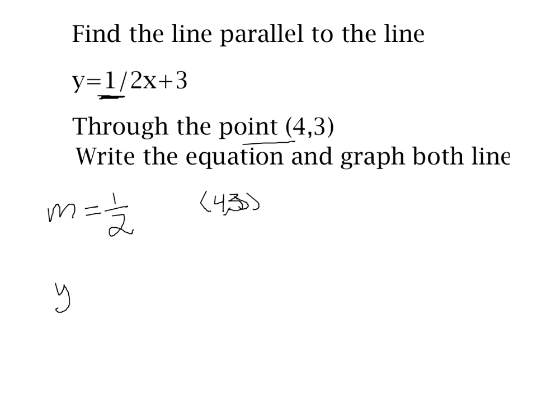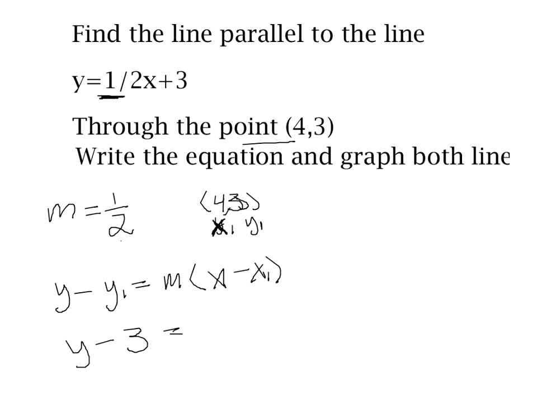Okay, so I write down the point slope form of the line. And this is my point. So I put all the stuff in. y minus 3 equals 1/2 (x minus 4). Okay, and now it says to graph both lines. So I'm going to graph y equals 1/2 x.